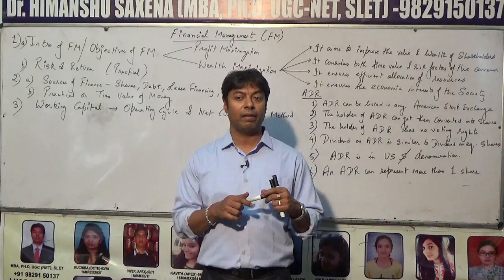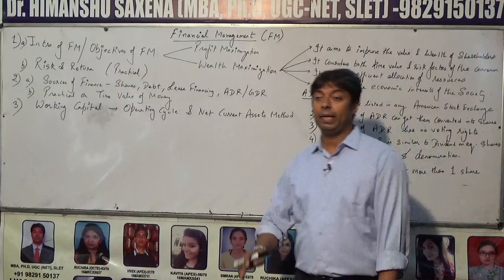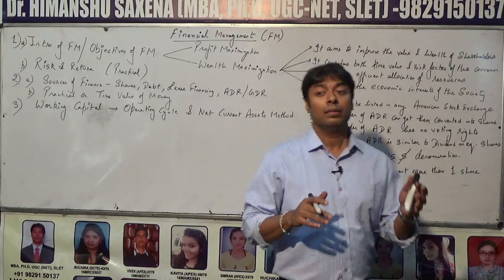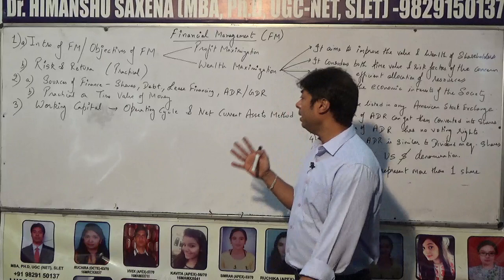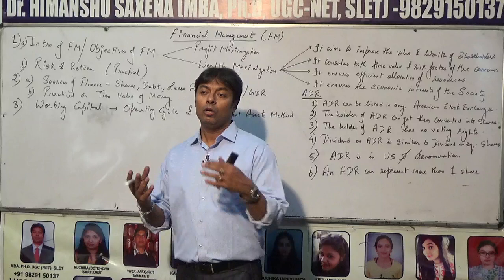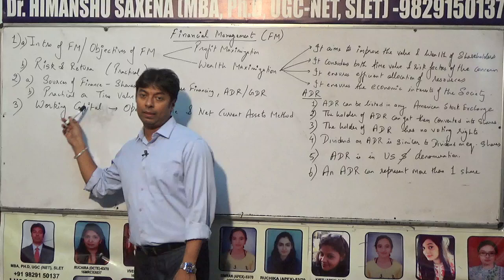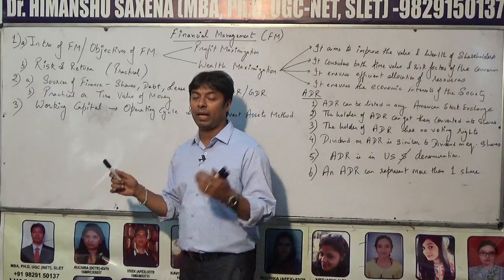Similarly, the net current assets method, whereby we first of all calculate the total of all the current assets, then the total of all the current liabilities. Ultimately, current assets minus current liabilities gives the working capital. And if there is any provision for contingency, that has to be added to get the value of net working capital. So the practical on working capital is very, very important. It is a mandatory part in financial management and a very significant one.